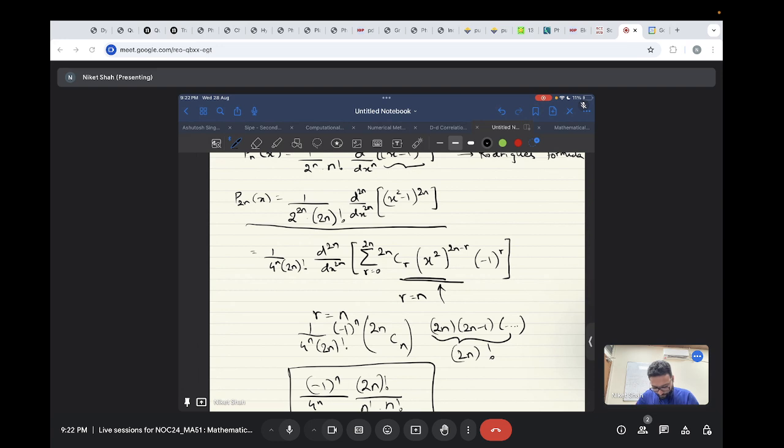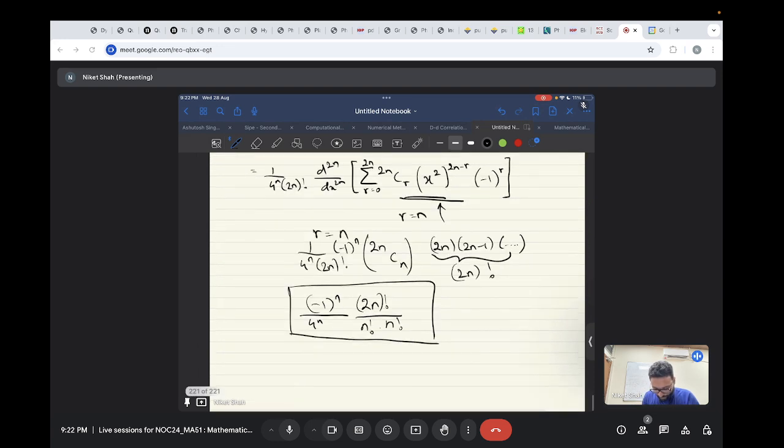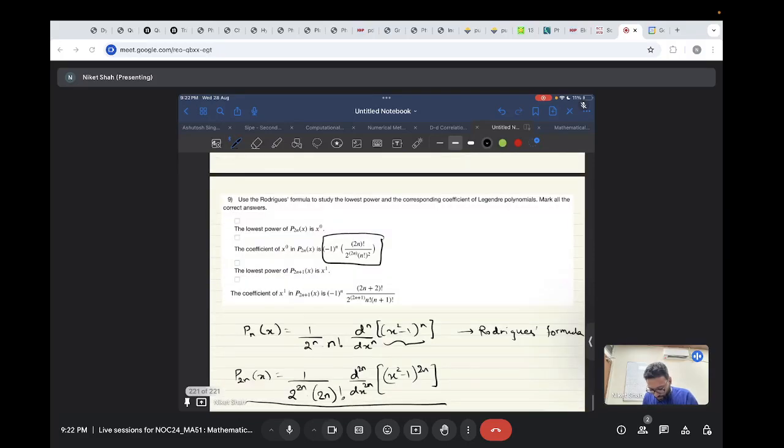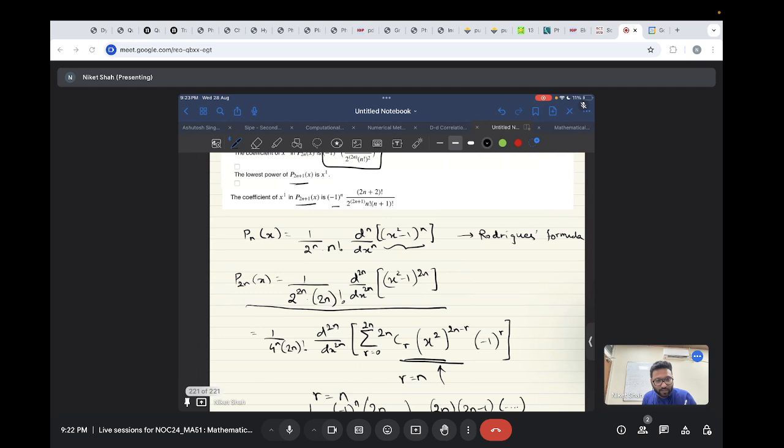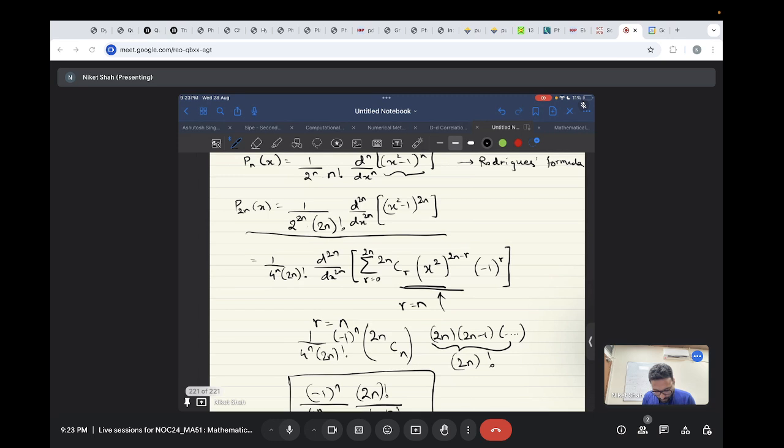So anyway, the point being that this is what you get, and you're supposed to do a similar thing for P2n plus 1 and get its coefficient. Same thing, put it in here, do the binomial expansion, you will get coefficients. You have to see what's the lowest power that you are going to get. So here, from r equal to 0 to n, there are 2n terms, but initial n terms are going to get cancelled. They are going to become 0 because of the derivative, or n minus 1 terms, whatever.